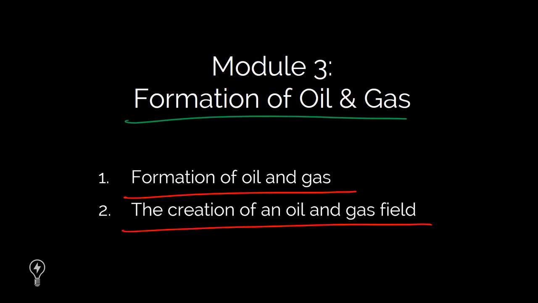We'll also discuss in this section the two most common sedimentary rock types in which oil and gas are found. That's sandstone and limestone. And finally, we'll recognize that the Earth has a geothermal gradient and how this plays a major role in the formation of oil and gas reservoirs.